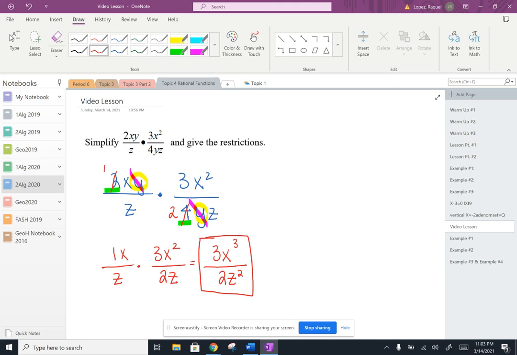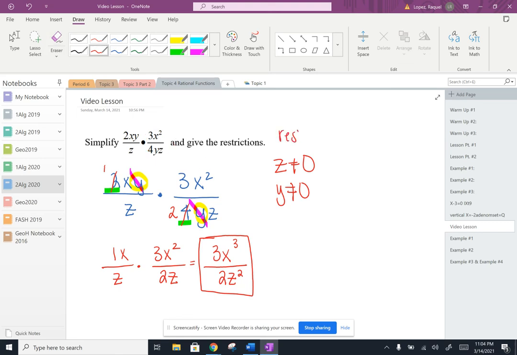Now, for the restrictions, we want to write all of the values that y and z cannot be, so that we're able to multiply these two fractions. So, for example, in this first fraction, z cannot be 0, because if z was 0, then that fraction would be undefined. In the second fraction, I've got a 4, a y, and a z in my denominator. So again, z cannot be 0, and also y cannot be 0, because if y is 0, then we have 4 times 0 times z, and that's going to give us a 0 in my denominator, which would make this fraction undefined. So that can't happen.